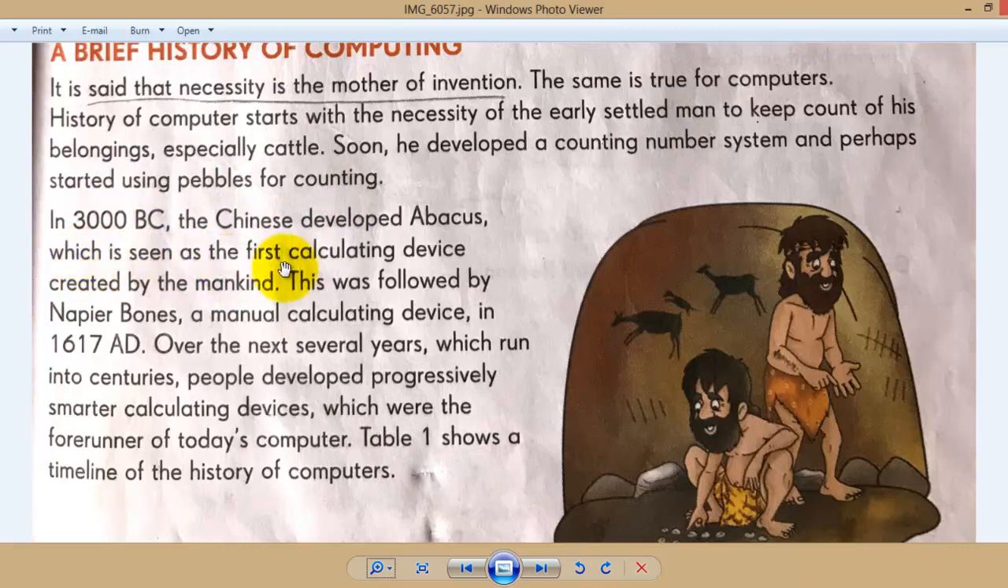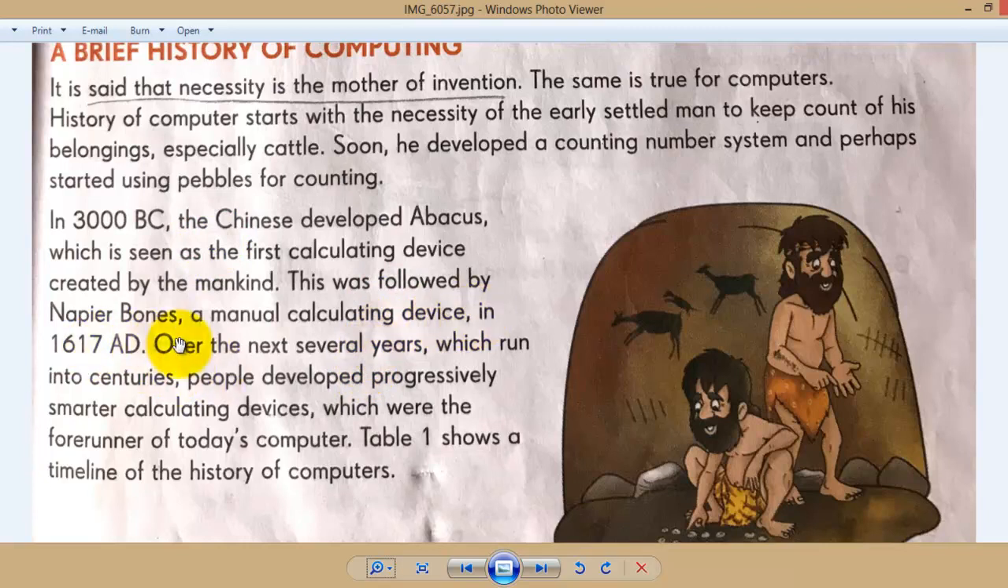The abacus is seen as the first calculating device. This abacus is the first calculating device that mankind has used. So we have recorded the abacus as the first calculating device in our history. It is the first calculating device created by mankind in 3000 BC, developed by Chinese people.